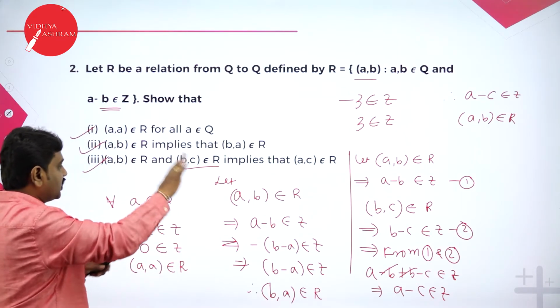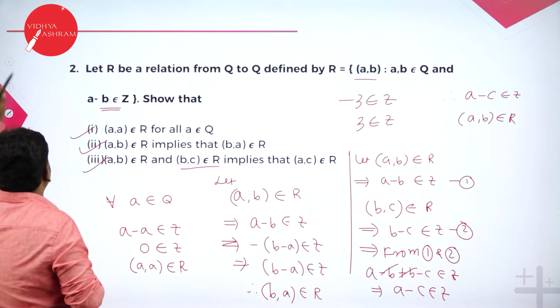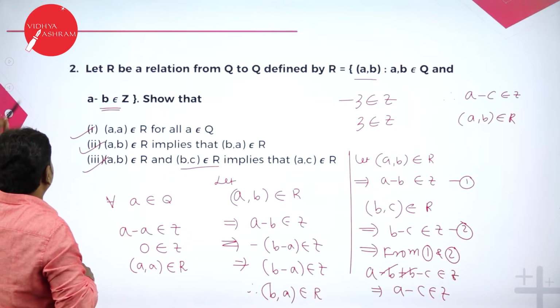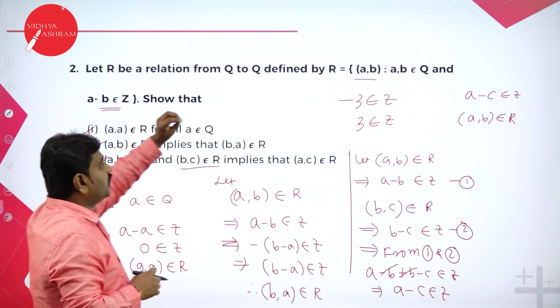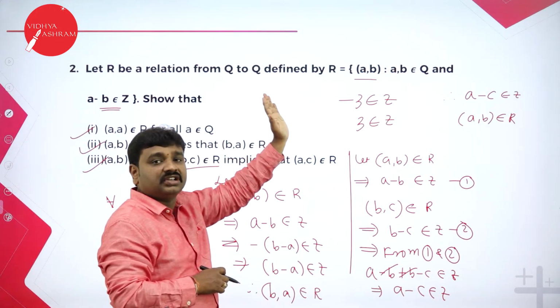Let me summarize the whole thing. Now I have done it. Summarizing the whole thing is simple. How to summarize: if (A, B) belongs to R, it means A minus B is an integer, and vice versa.